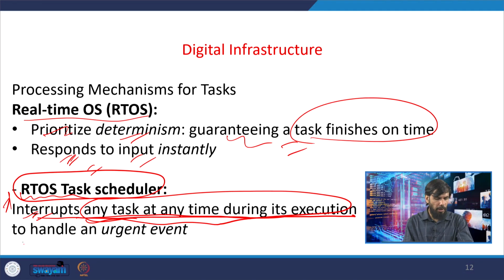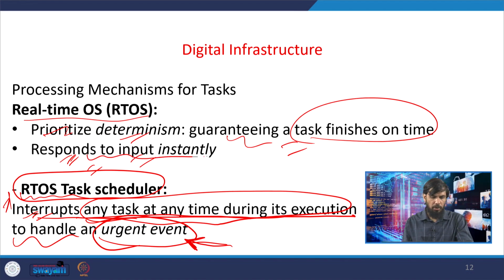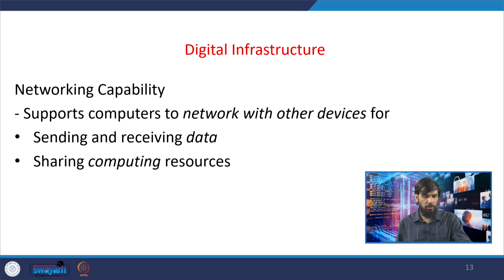So, it interrupts any task at any time during execution to handle, why would you like to do that? To handle an urgent event. Some higher priority task has come, some urgent event has come, because this is a real time OS. So, you need to respond to input instantly. So, an RTOS, a real time operating system, will prioritize the urgent event, the higher priority task, and therefore that current task might be interrupted in favor of the urgent event, right. So, overall, a real time operating system will behave very differently to a general purpose operating system.